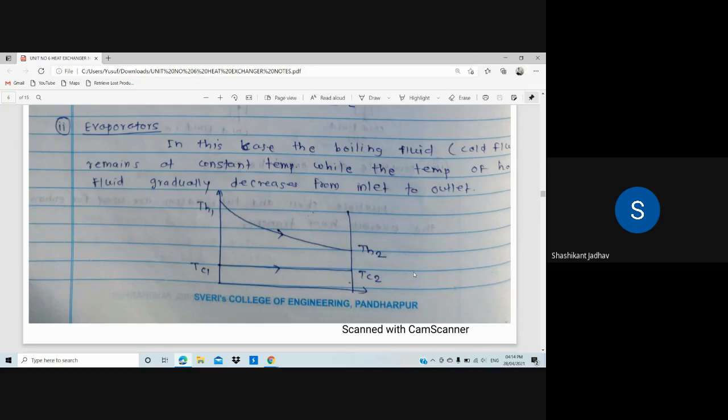And the temperature of the hot fluid reduces from TH1 to TH2. Okay, so write down evaporators.